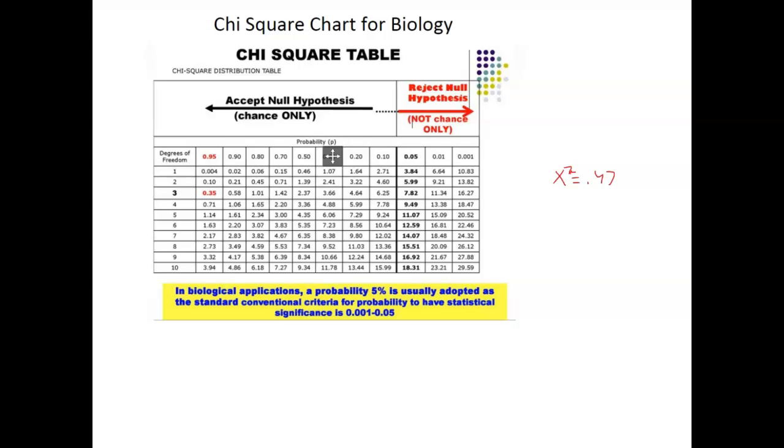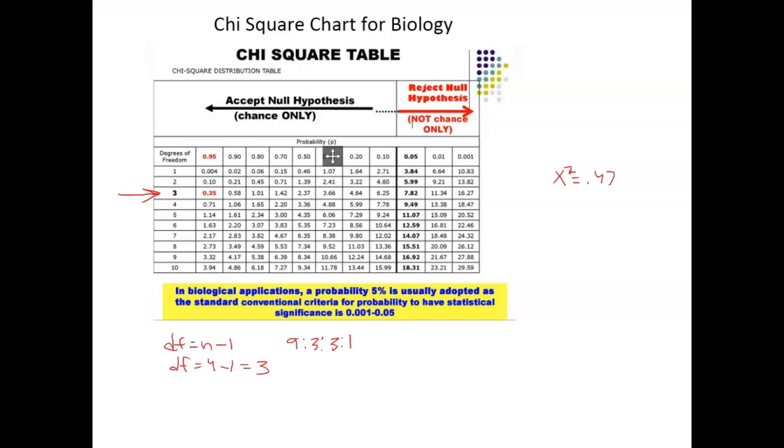The first thing we have to do is decide which of these rows we are going to use. What we always use is what's called degrees of freedom. Degrees of freedom for this statistical test is n minus 1, where n is the number of classes. If you recall, we had 4 classes: a class of 9, a class of 3, a class of 3, and a class of 1. So degrees of freedom is 4 minus 1, which is 3. So from the chart, we're going to be going across at 3.